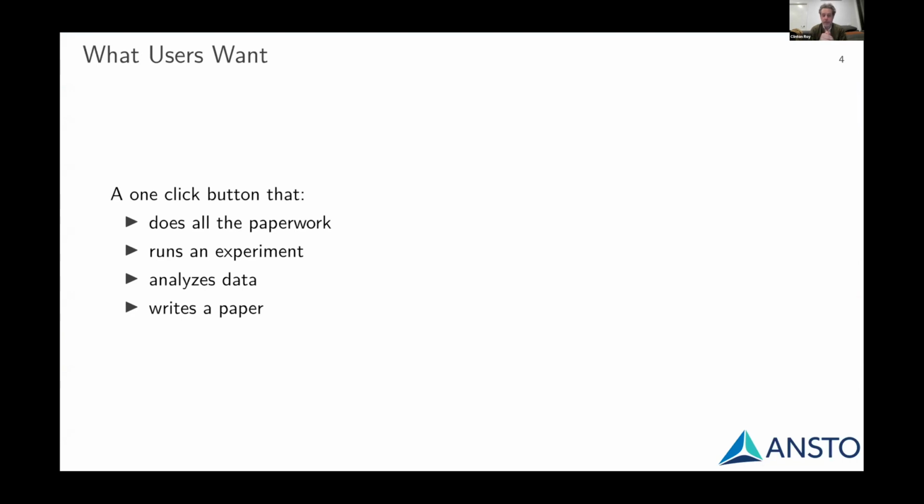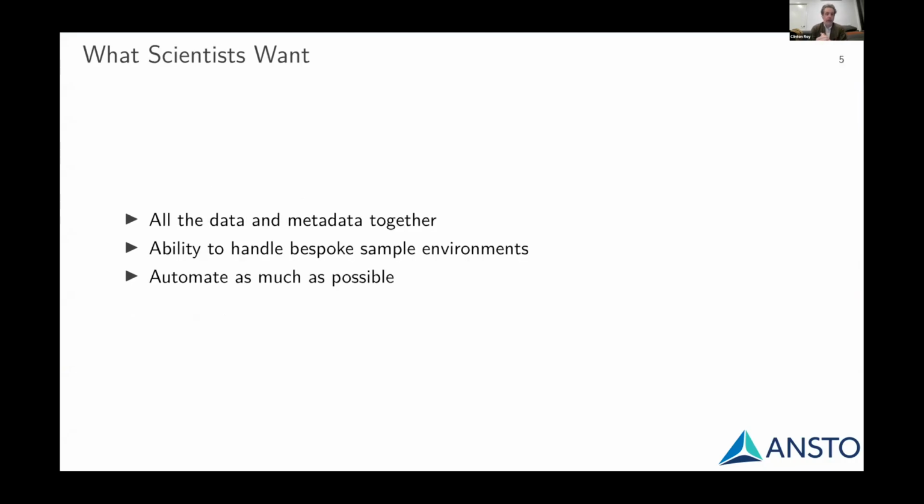Our users would like simple user interfaces with one click of a button that does all of the paperwork, gets all of their funding, runs an experiment, analyzes the data, and writes a paper for them. My scientists that I work for are a little bit more forgiving. They would like all of the data and metadata of an experiment together. They would like the ability to handle bespoke sample environments, not necessarily easily, but they would like the ability to handle it, and they'd like to automate as much stuff as possible. These requests are far more possible for me to implement in one lifetime.